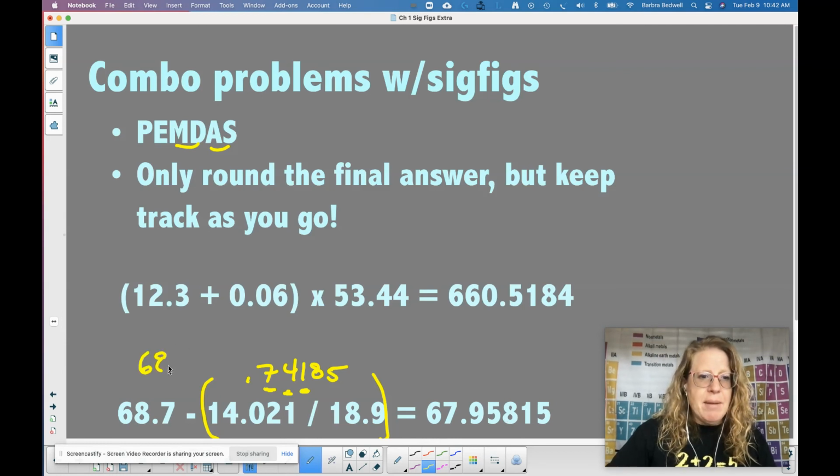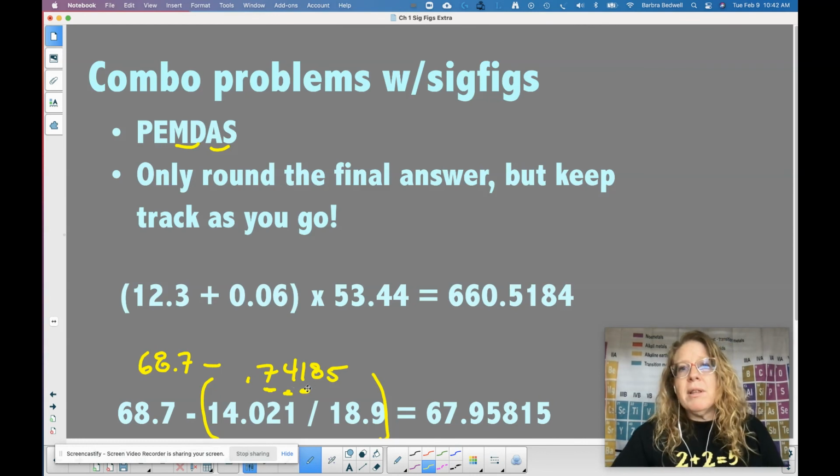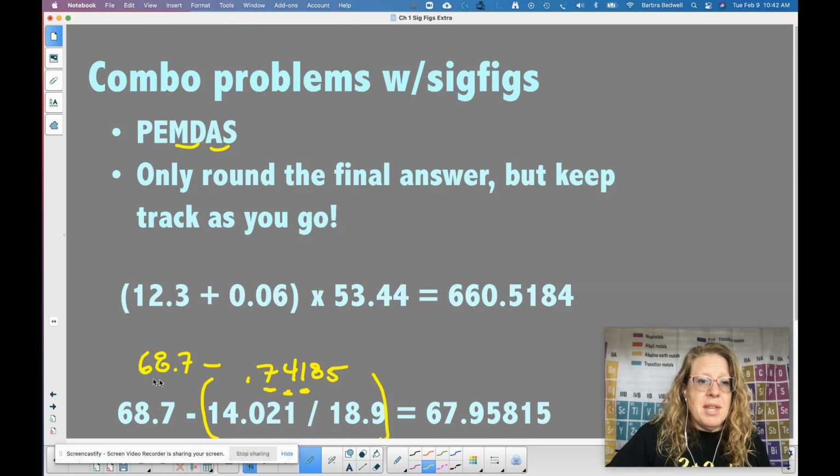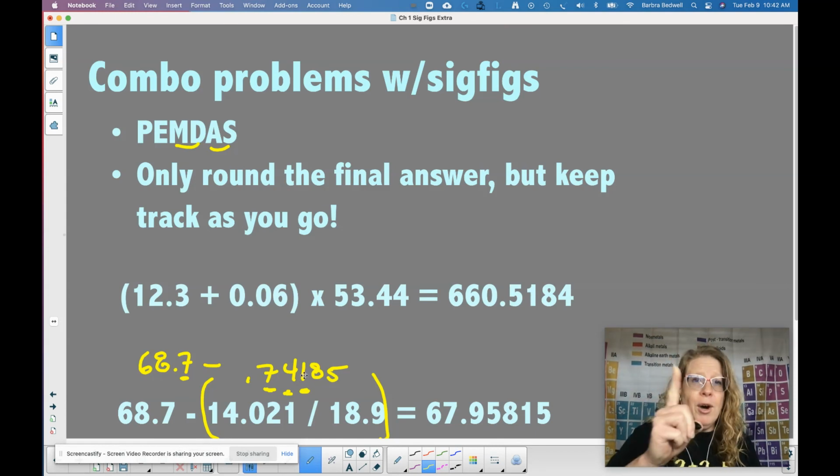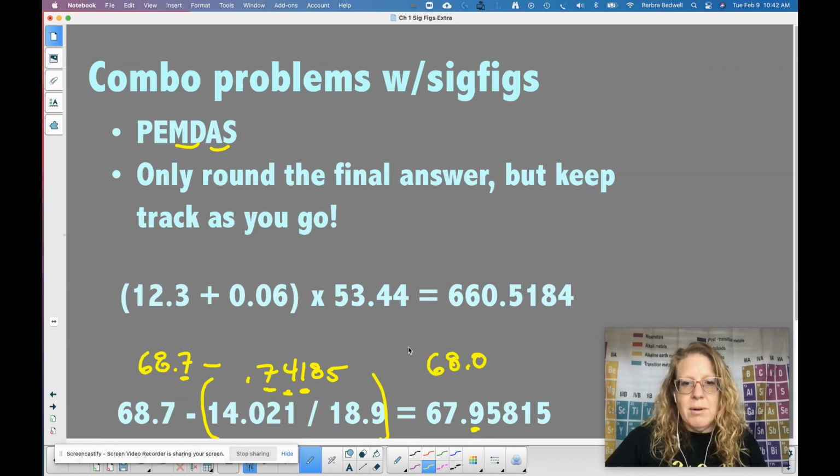If I do 68.7 minus this thing with 3 sig figs, what's our least number of decimal places? Okay, again, now we're doing a subtraction problem last, so what's our least number of decimal places? So this has 1 decimal place. This one had 1, 2, 3 decimal places. So again, we're going to round our final answer to 1 decimal place. I know it's weird. It's hard to go back and forth. So that means here is our least significant value that we're going to use in this one. So it's going to, oh man, it's going to round up, 68.0 is our final answer.